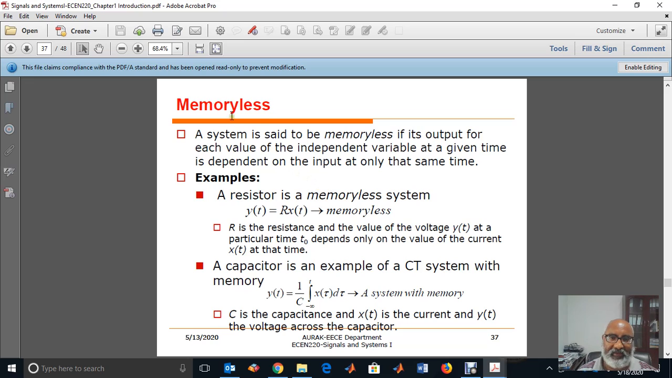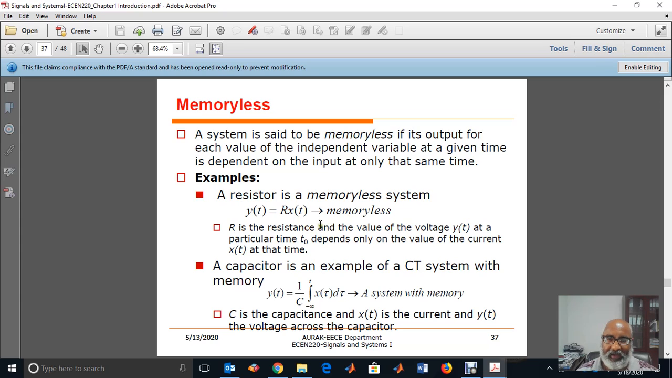Okay, what is a memoryless system? A memoryless system is a system where the output at the present time, or at time t, depends on the input at this time, but not on the inputs from previous times. Also, it doesn't depend on the inputs of future times.